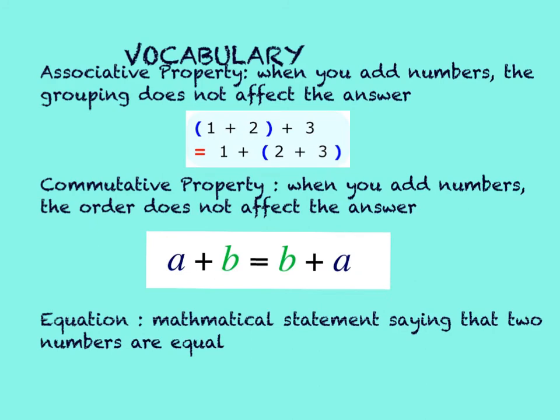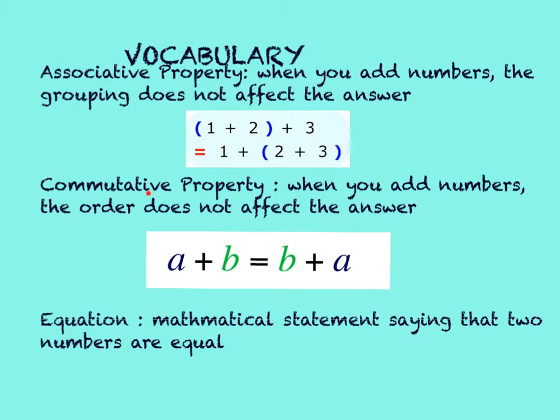First, we'll start with some vocabulary. Our first term is the associative property. This is when you add numbers, the grouping does not affect the answer. As you can see from the picture, if you put the parentheses around the 1 and the 2 and then add the 3, you'll still get the same answer as if you were to take the parentheses around the 2 and the 3 and add the 1.